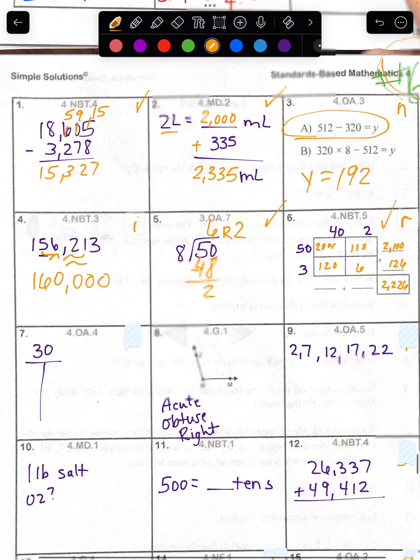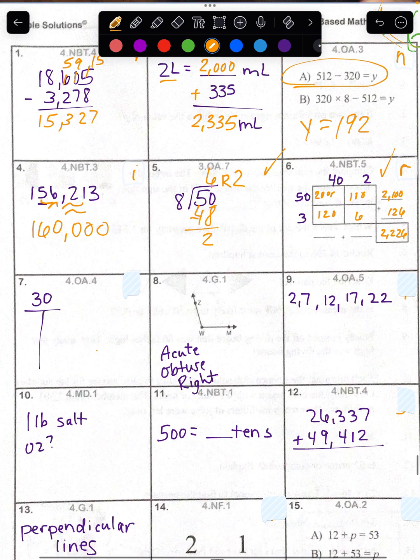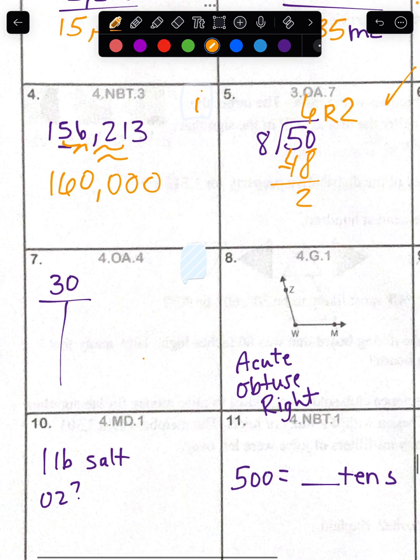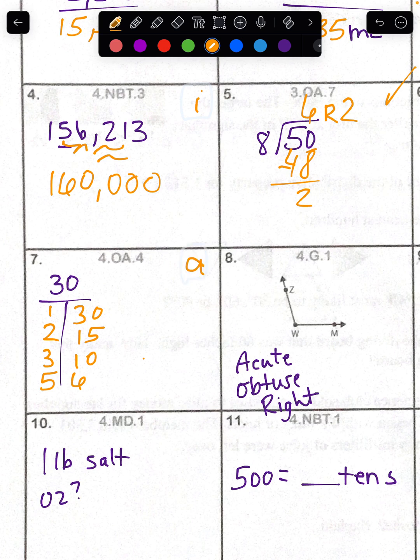All right, number 7, you have to find the factor pairs of 30, and that is 1 and 30, 2 and 15, 3 and 10, and 5 and 6. 4 factor pairs. Another mystery letter, A. All right, number 8 is that acute, obtuse, or right. You should have circled obtuse.